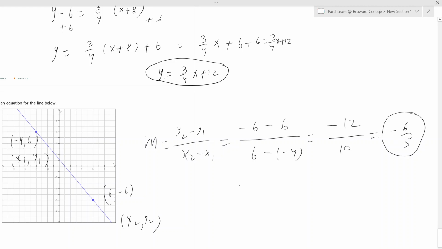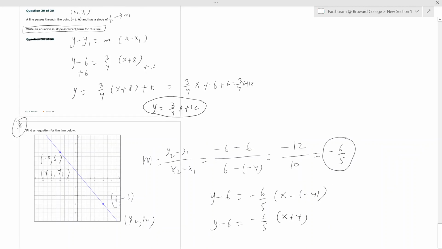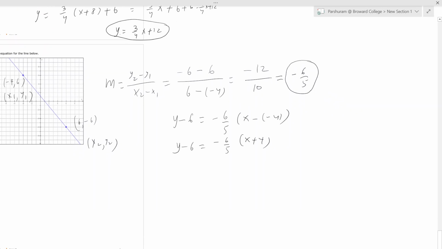Now we know the equation of a line passing through a point (x1, y1) with slope negative 6 over 5 is y minus y1, which in this case is 6, equals m, which is negative 6 over 5, times x minus x1, which is negative 4 in this case. So y minus 6 equals negative 6 over 5 times (x plus 4). Remember, we are trying to find the equation, so this is the equation. You can simplify more. We can distribute this negative 6 over 5 here, and add 6. So y equals negative 6 over 5 x, negative 6 over 5 times 4, plus 6.